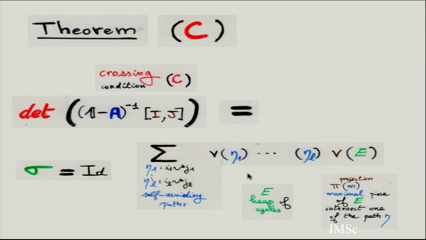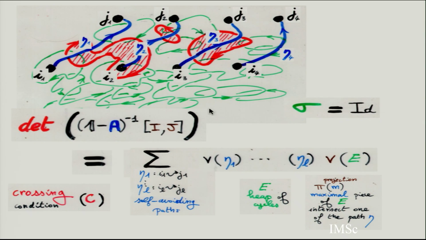This was a question of Fomin, about the positivity in the Grassmannian. Positivity is because you have a lot of minors of matrices, and they are interpreted by this object, a family of paths, together with the heap. So in the case of the crossing condition, you see this picture: you have a unique heap of cycles, and the maximal pieces must intersect the blue paths, and all the blue paths are 2 by 2 disjoint, and the permutation is the identity. I1 goes to J1, I2 goes to J2, I3 goes to J3, etc.